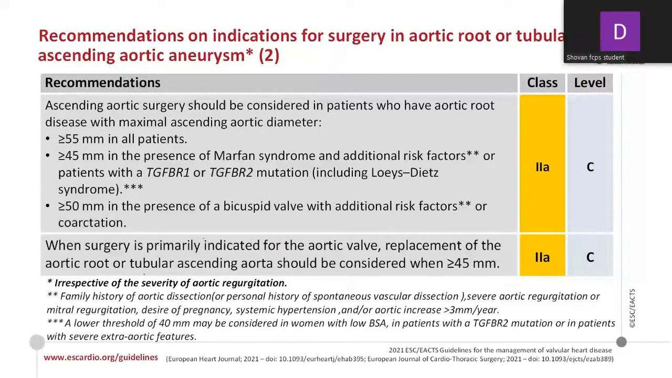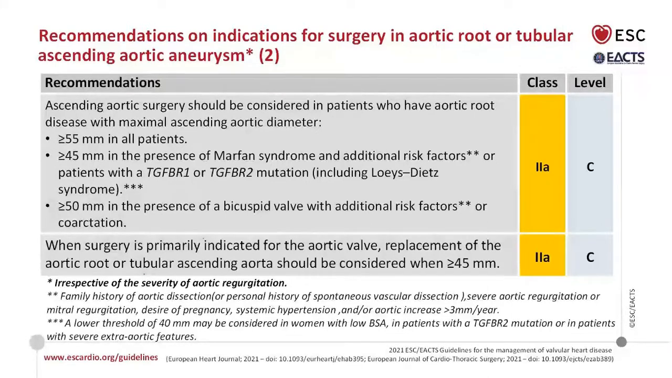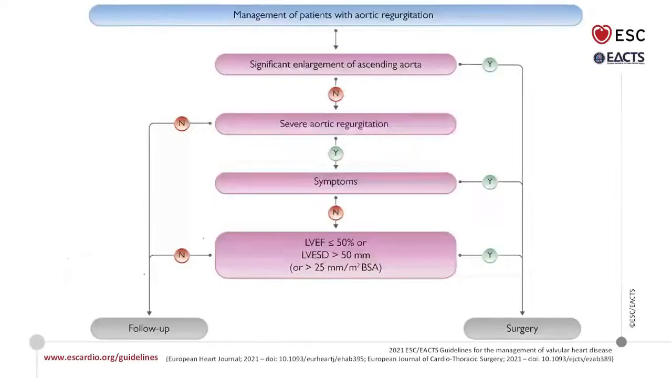And if any patient's ascending aorta diameter is greater than 45, but the patient has Marfan syndrome with an additional risk factor, then we will prefer surgery. And if the patient's ascending aorta diameter is greater than 50 millimeter in the presence of a bicuspid aortic valve, at that time it is better to do surgery. That is a class 2A indication.